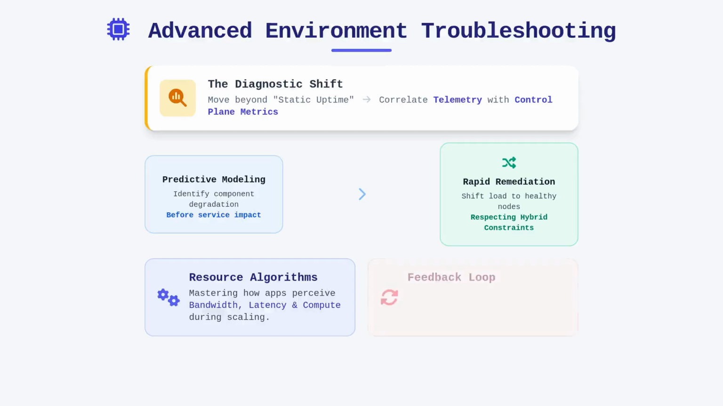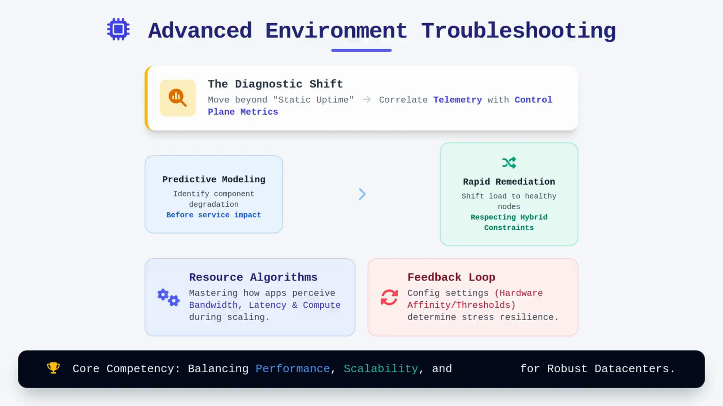You should think of this as an iterative feedback loop where your configuration settings, such as hardware affinity or minimum threshold limits, directly determine the resilience of the system under stress. Balancing these diverse requirements for performance, scalability, and security forms the core competency needed to pass the exam and build robust, sustainable data centers.